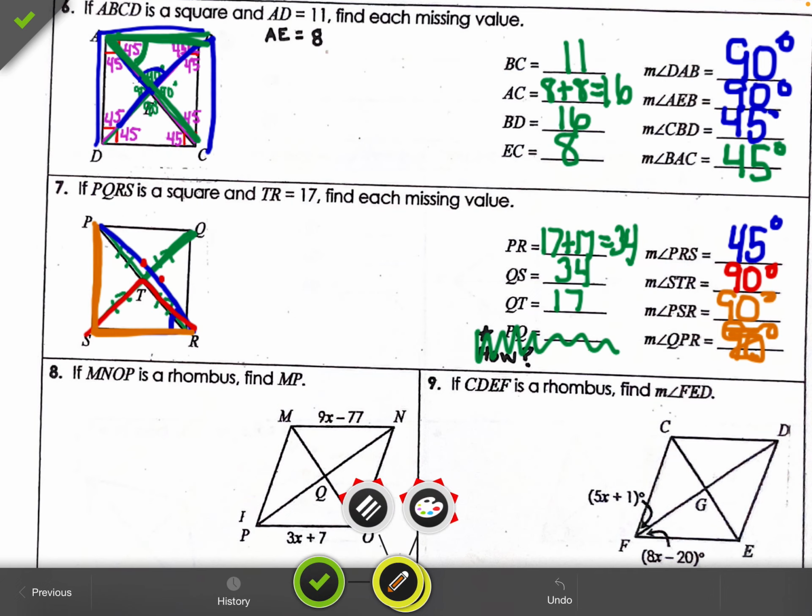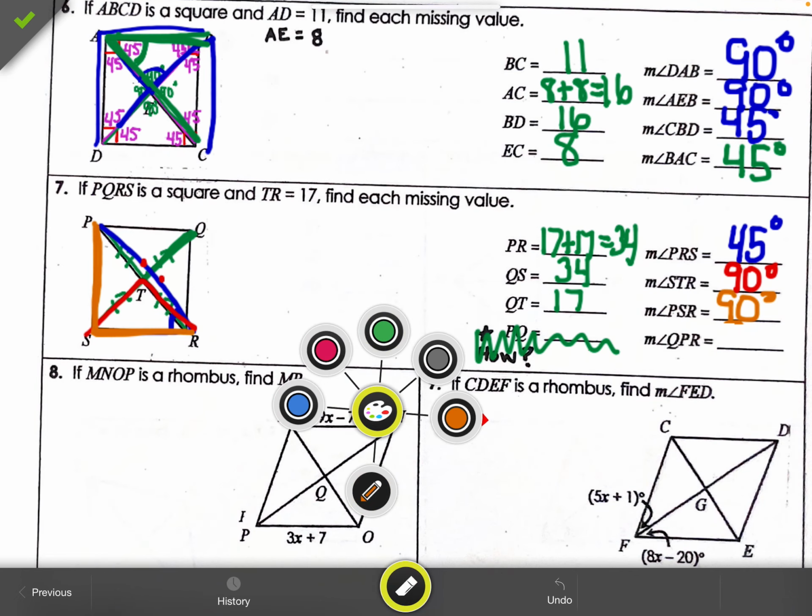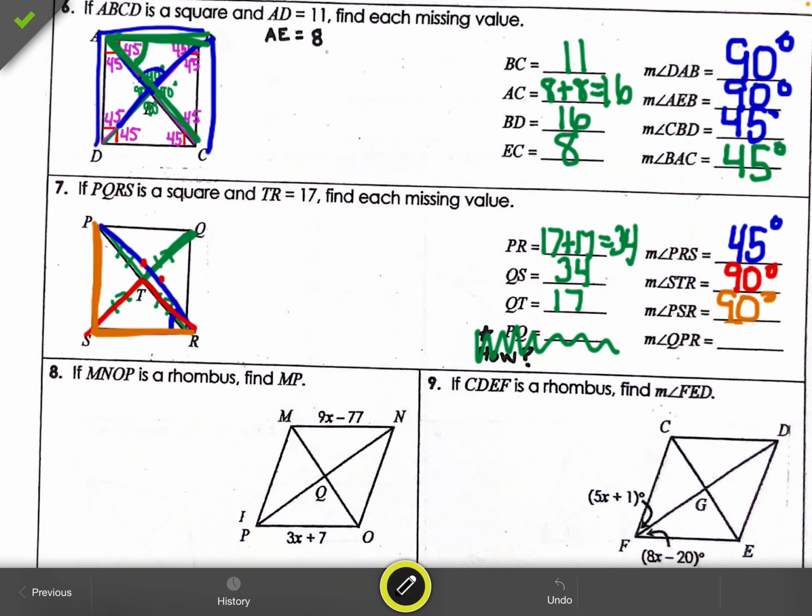All right, what about QPR? Let me erase that. QPR, again, I have to trace it too. QPR, it's half of your corner. So 90 divided by 2, 45. Because remember, with the square, it's either going to be 90 or it's going to be 45. Those are the only two numbers that you're going to have to deal with in a square.